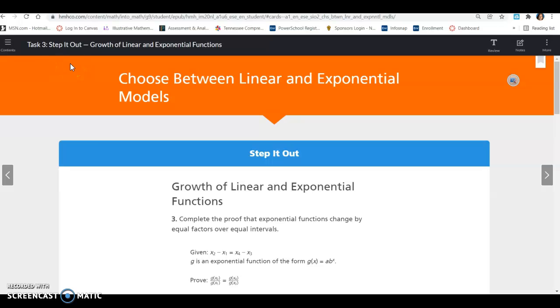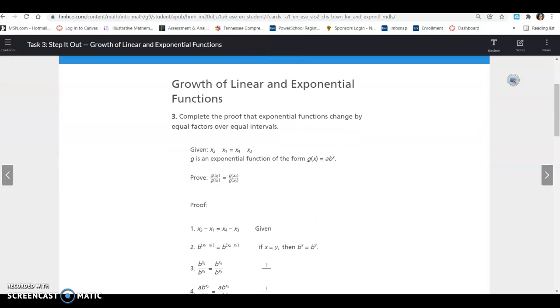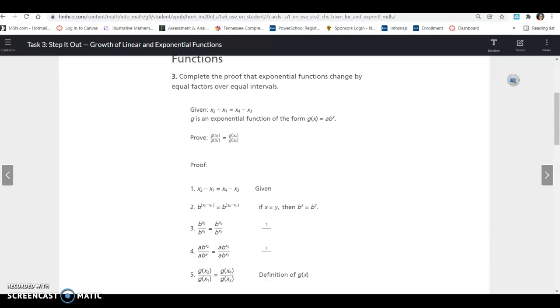All right, guys, we're looking at lesson 13.2, task 3. It says growth of linear and exponential functions. Complete the proof that exponential functions change by equal factors over equal intervals. They're giving us a statement again, and they want us to use it to prove something else from that given information.